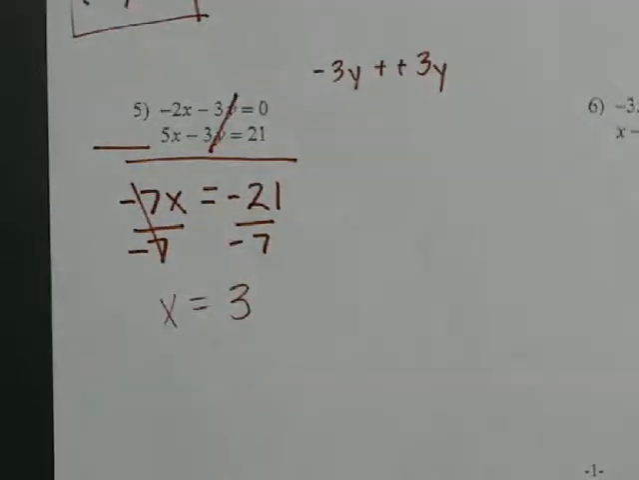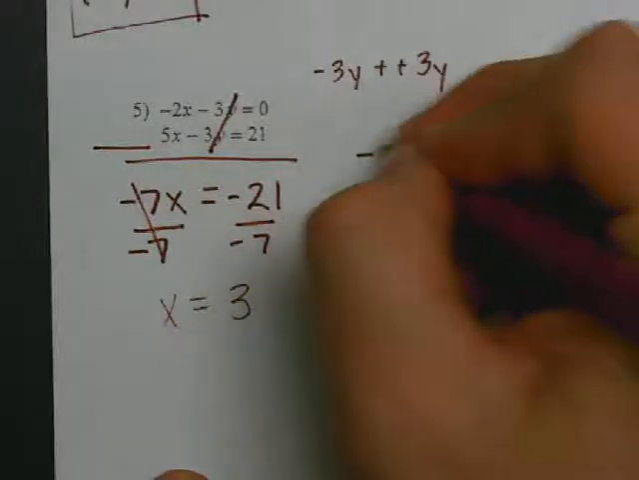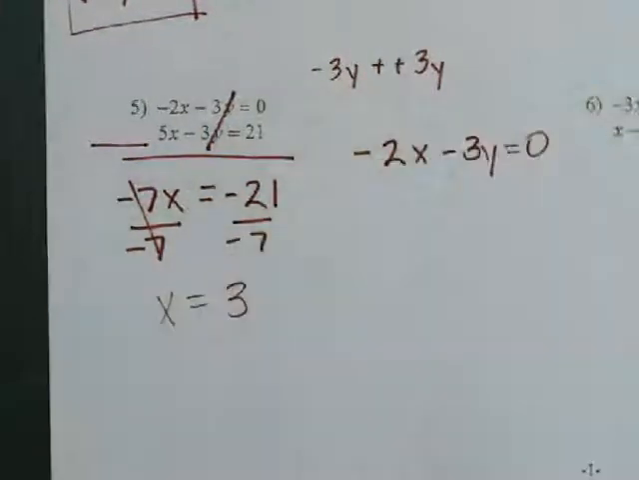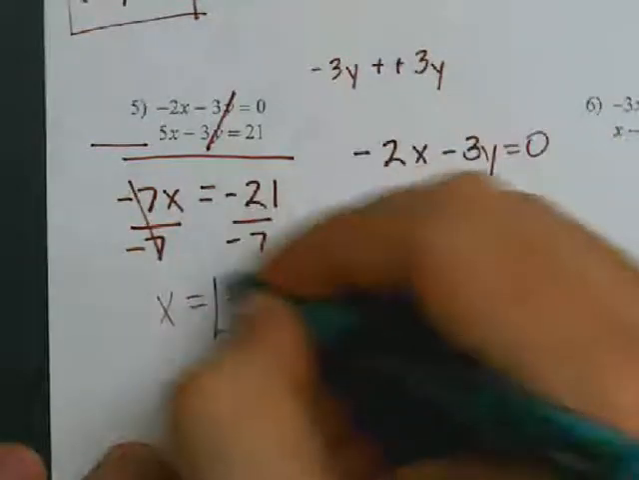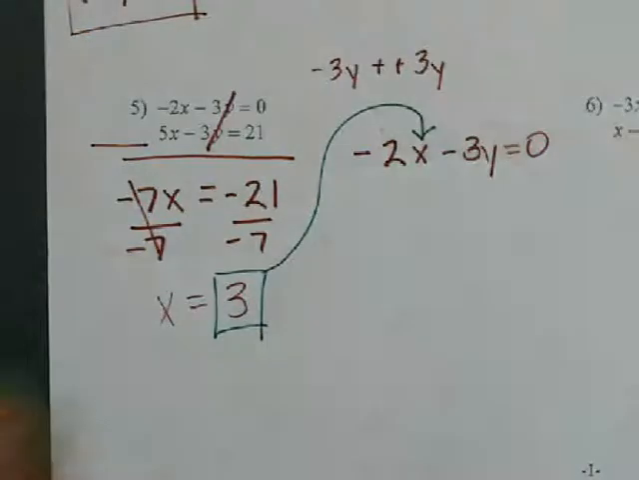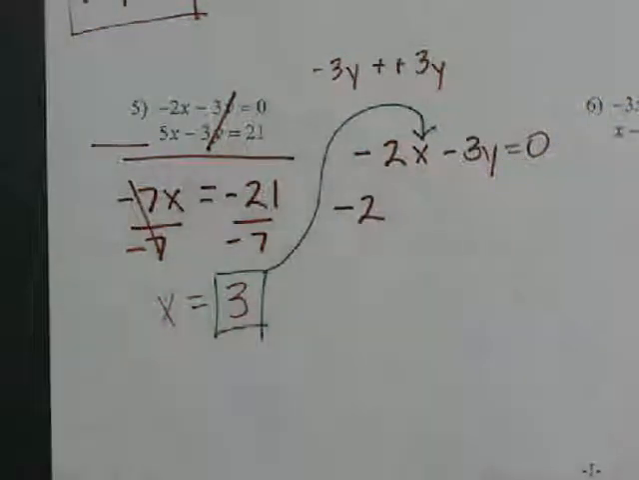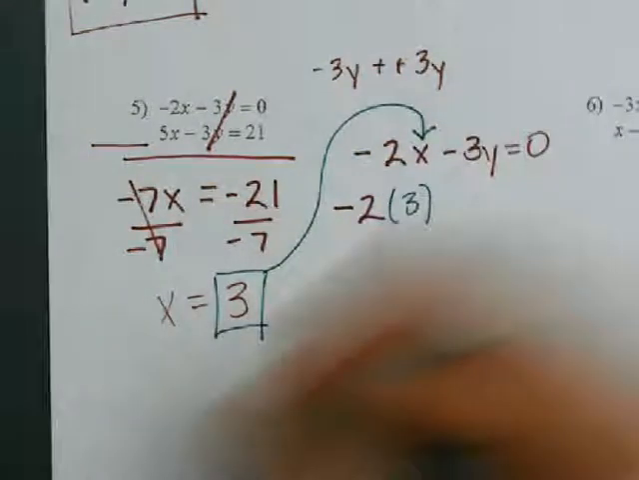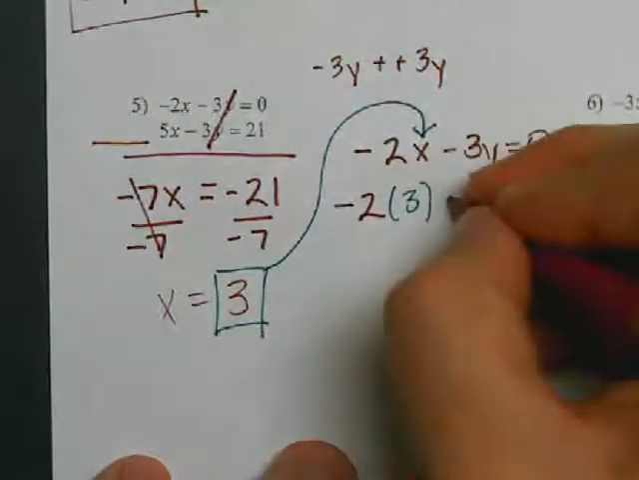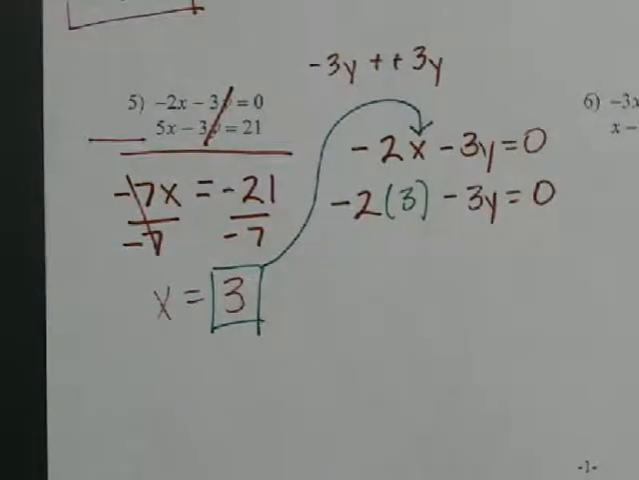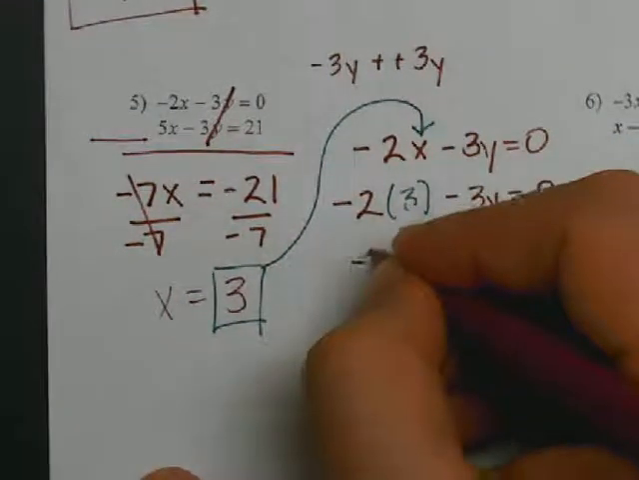Now pick one of the equations and put it back in. I'm just going to use the top one, negative 2x minus 3y equals 0. So I'm going to take what we just found x to be, and we're going to substitute it right there. So again, that comes out negative 2. In goes the 3, so put it in parentheses because it's being multiplied by 2. And then we have minus 3y equals 0. Well, negative 2 times 3 is negative 6.